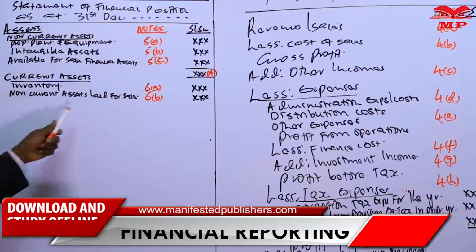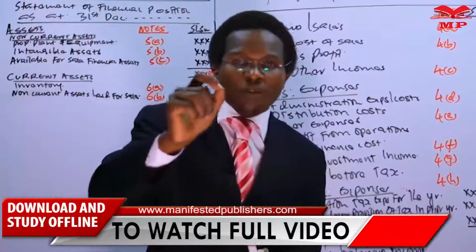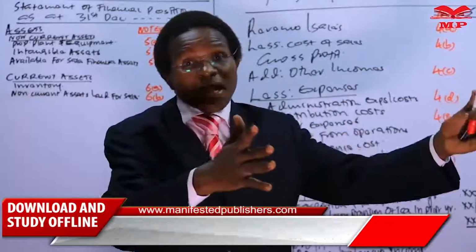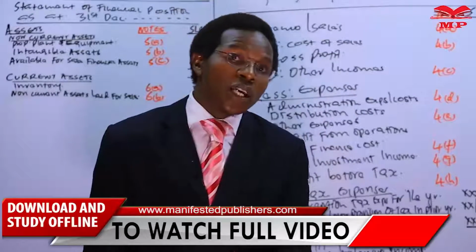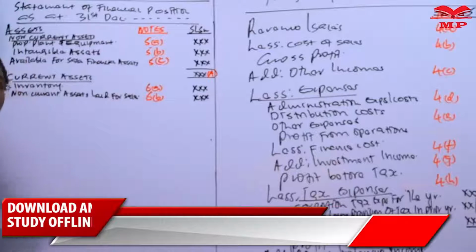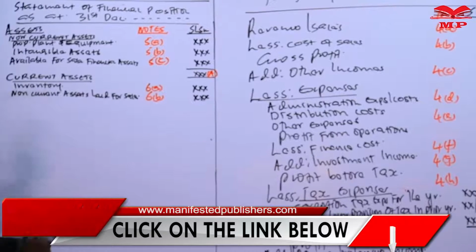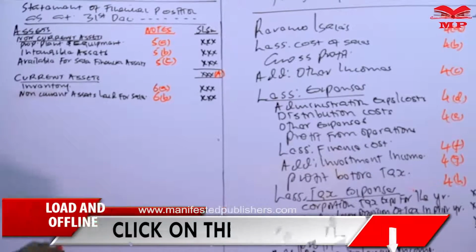Non-current assets held for sale is in respect to IFRS number 5, where we have a non-current asset that we have decided we are going to sell. We are not going to use it anymore. So it will be reported as a current asset, and it will be reported as the lower of the carrying amount or the fair value less cost to sell.